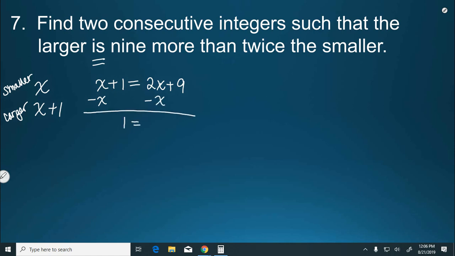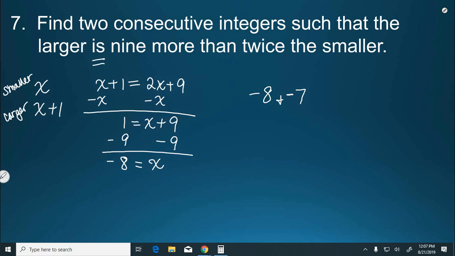So 1 equals x plus 9. Now I want to get rid of that positive 9, so I'm going to subtract 9 from both sides. So x equals negative 8, which is an integer. It's a negative number. We can have negative numbers as an answer when we're talking about consecutive integers. So our first integer is negative 8, and our second wouldn't be negative 9 because that would not be larger. That would be smaller. It would be negative 7. So our integers are negative 8 and negative 7. All right, let's see what we got next.